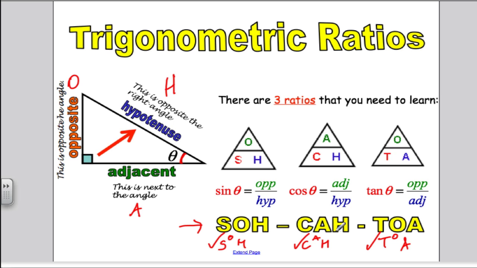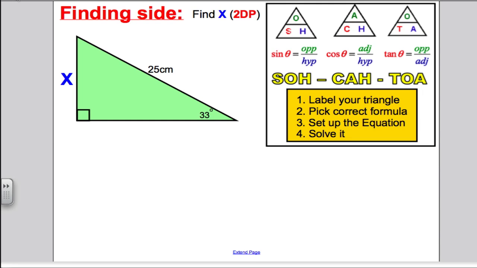Okay, let's just do examples. I'm going to do an example, then I'm going to give you a chance to copy a very similar example, and then I'm going to put the answers up. So this is how we're going to do it. First example here, we have got an unknown. We have got one side given to us and one angle, and we are asked for that side.